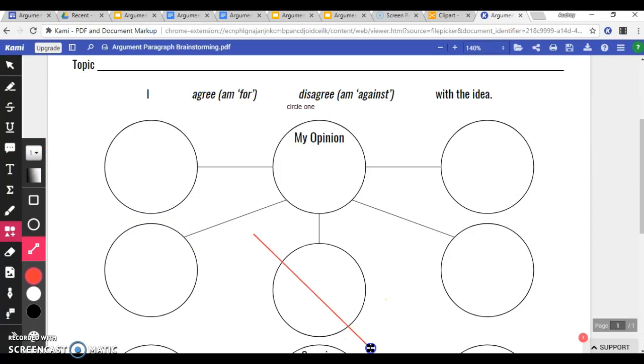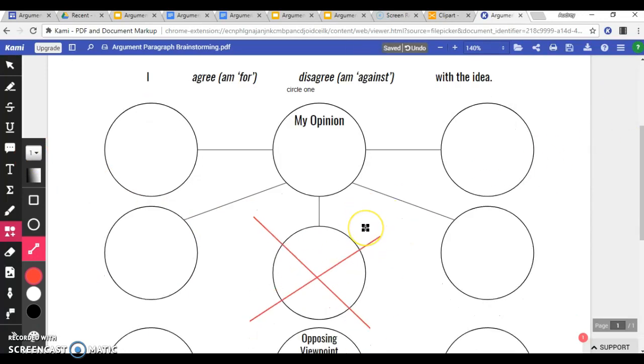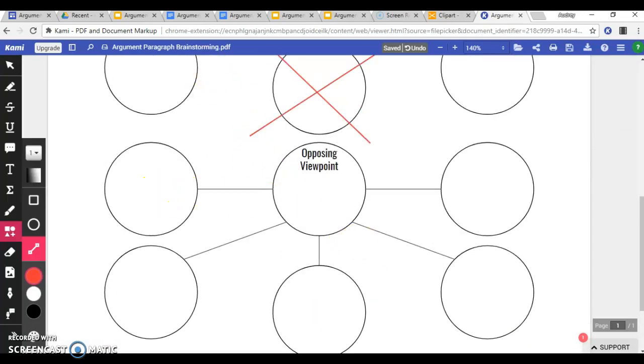So you would draw an X through the ones that you're choosing not to keep. And then under opposing viewpoint, you're going to keep just one and draw an X through all the others. Make sure that your X is just one line each way. That way I can still read what it is that you've written on your paper.